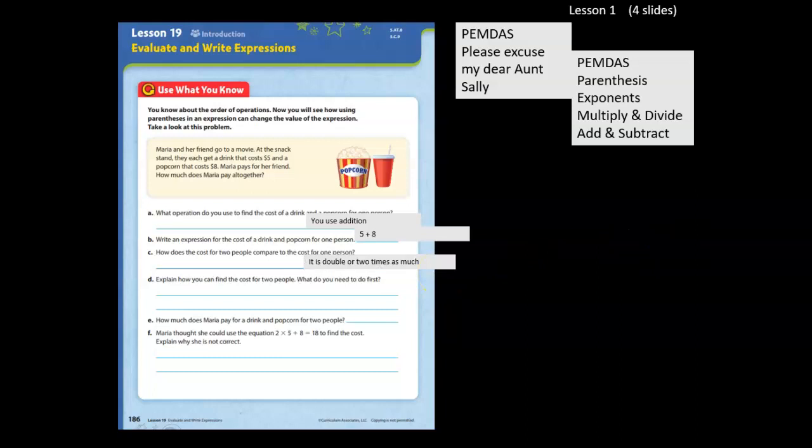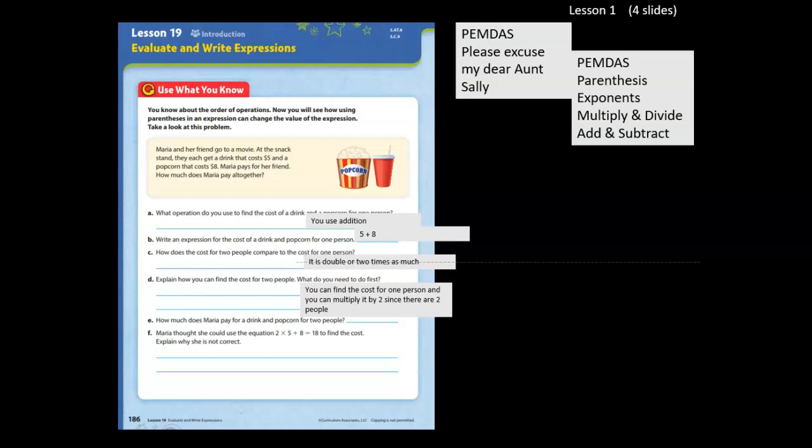Explain how you can find the cost for two people. What do you need to do first? The answer is you can find the cost for one person and then you can multiply it by 2 since there are two people.